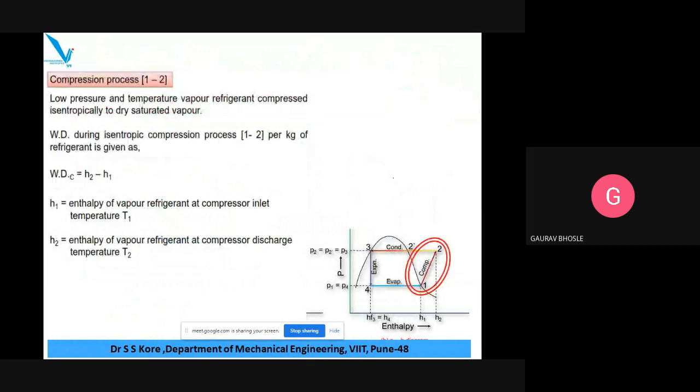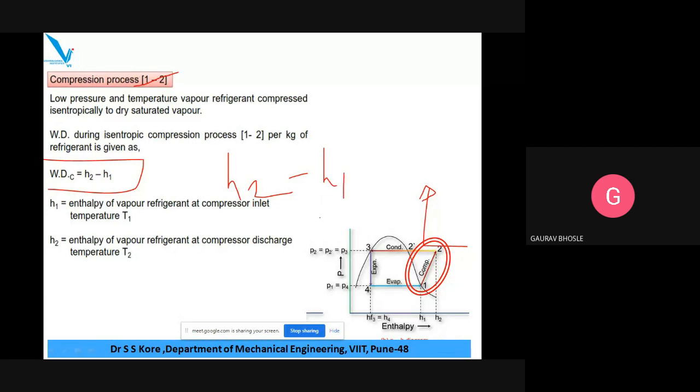Okay, so EMR into H2 minus H1. Yes, good. If you observe the compression process 1 to 2, it is highlighted by this red color ellipse. The work done is given by H2 minus H1, which means the enthalpy change across the compressor. H2 minus H1. Now how do we find H2 and how do we find H1?